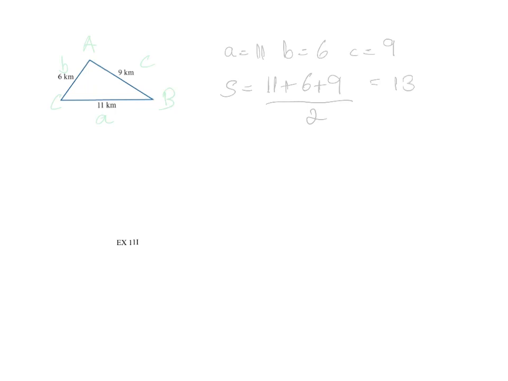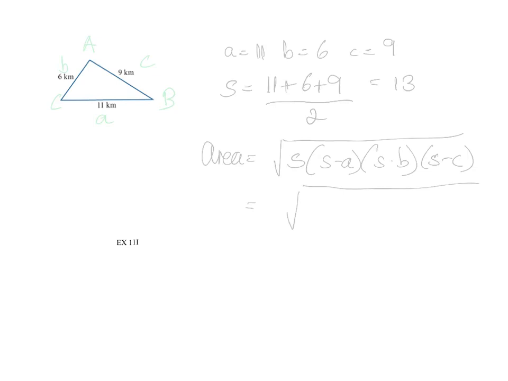The second step then is now to find the actual area. So the area is equal to, let's write the rule out again so that we remember it, the square root of S, S minus A, S minus B, S minus C. So we know now what S is equal to. We've just worked it out. So it's 13, take away 11, times 13, take away 6, times 13, take away 9. Now you can put that all into your calculator in one hit if you want to. Your calculator has that ability.